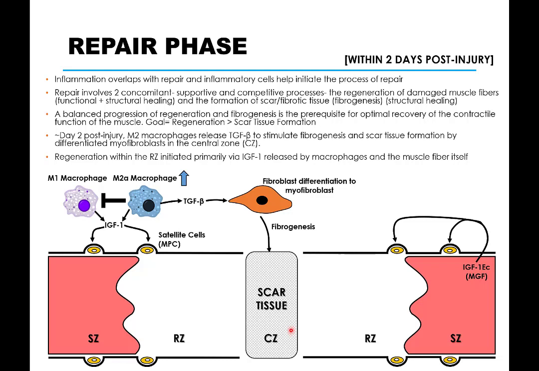Thus, the balanced progression between regeneration and scar tissue fibrogenesis remains critical for optimal recovery, especially for athletes who need to restore function and performance to return to sport. Either way, whether it is through greater scar tissue formation or greater regeneration, the muscle will heal. The question is rather the quality of healing that you will achieve. So in summary, the goal is to achieve a greater regeneration to scar tissue formation ratio.